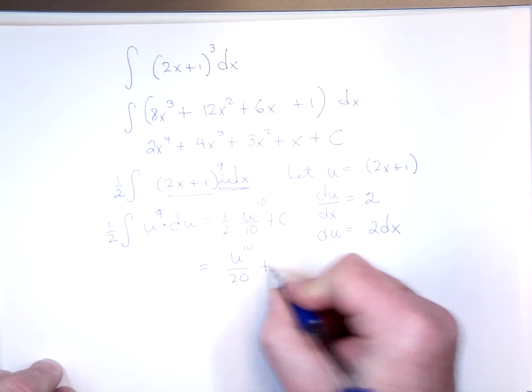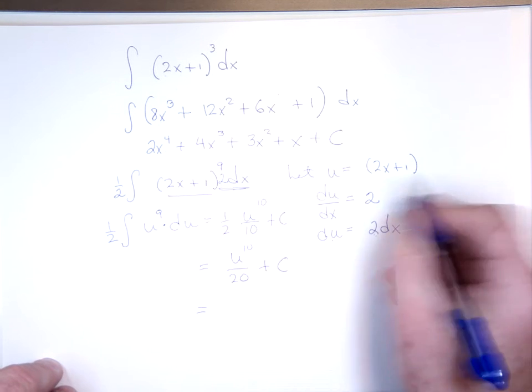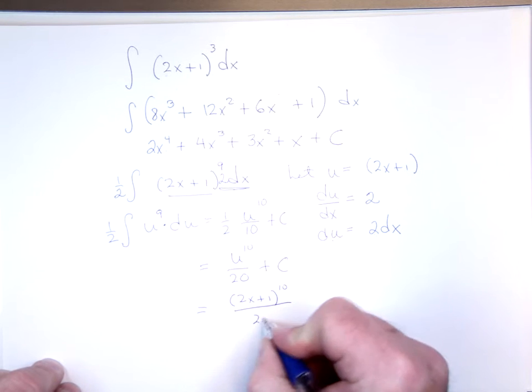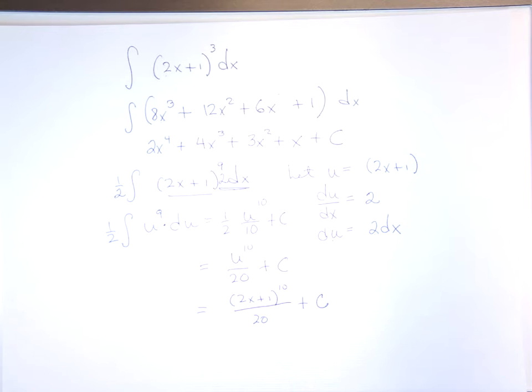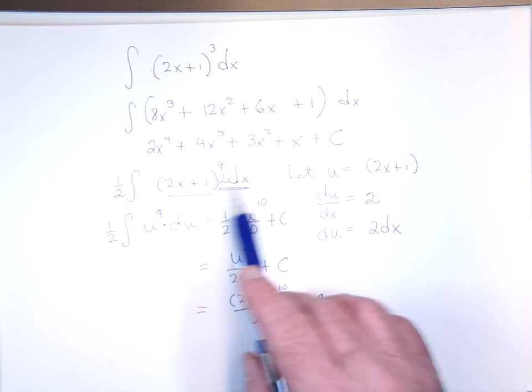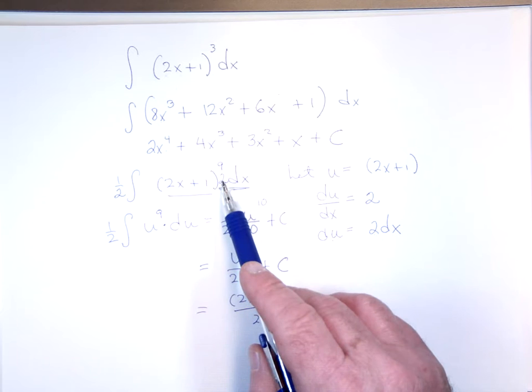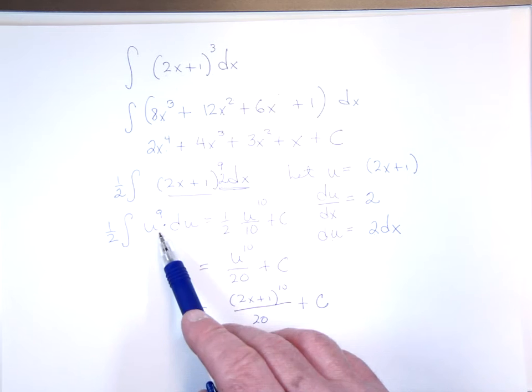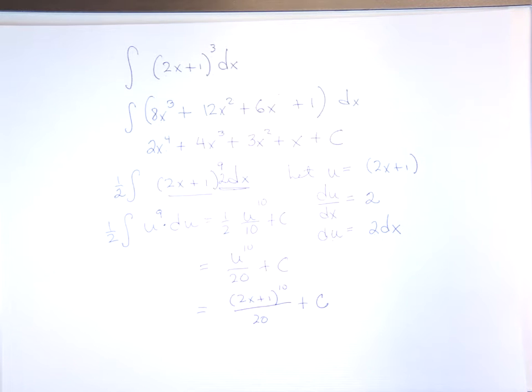What's u? The u is 2x plus 1. I don't have to multiply it out. As long as I can get this du right here, with at most the introduction of a constant, which I did, I can change it to this form and do the integral immediately by using the rule that we had from before. And how do we know this is correct? How do you know that this integral is correct? Find its derivative.